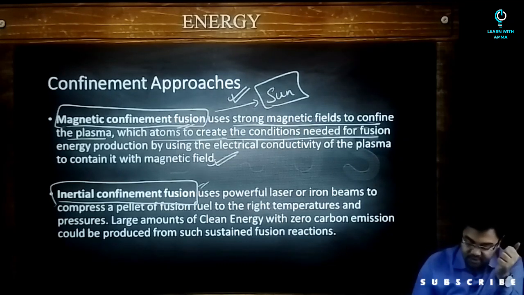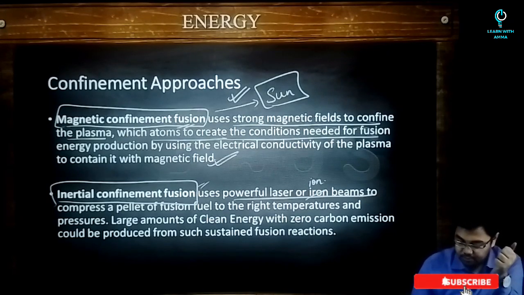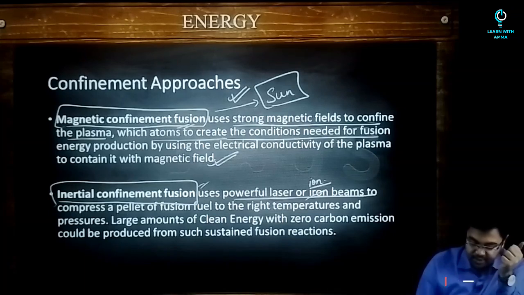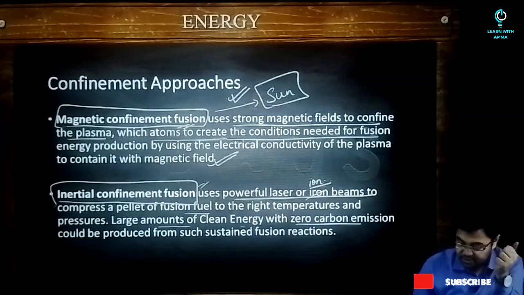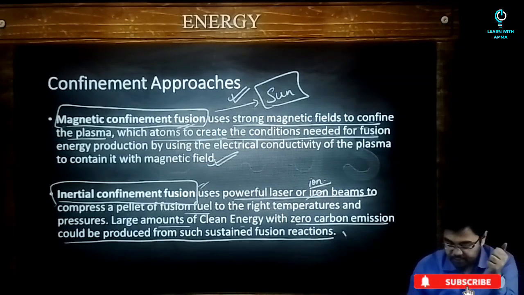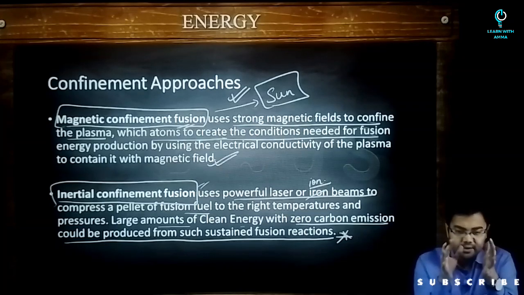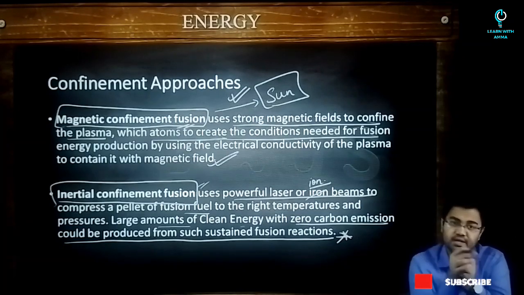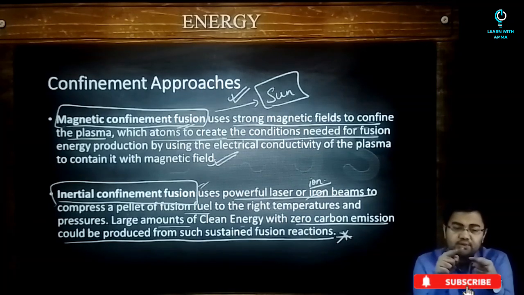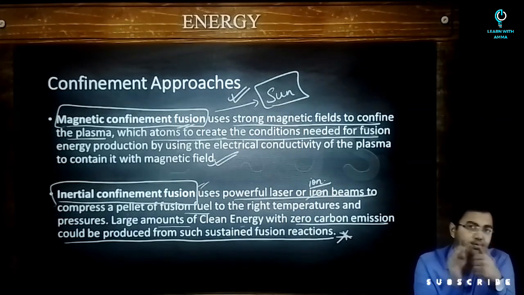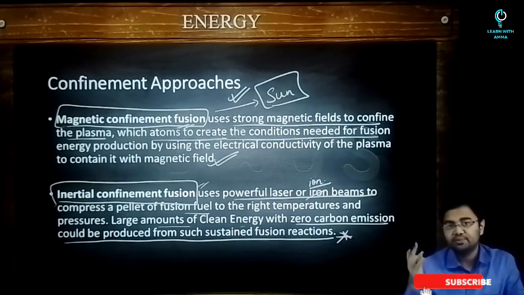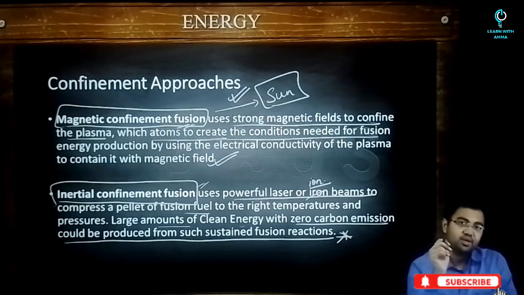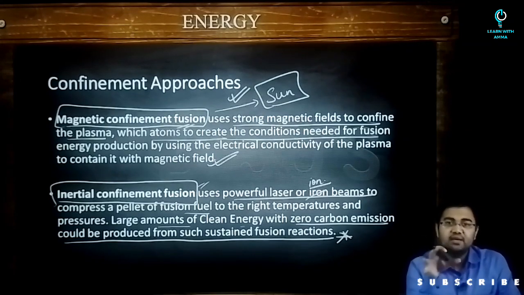The other method that we can use is the use of powerful laser or ion beams to compress a pellet of fusion fuel to the right temperatures and pressures. Large amounts of clean energy with 0 carbon emission could be produced from such sustained fusion reaction. So if you compare fusion reaction with fission reaction, what happens with fusion reaction is that you are using hydrogen and helium, which are very freely available. Just consider the availability of hydrogen and helium as compared to the availability of something like uranium. Uranium is not readily available. It is there in the Earth's crust, but in very small amounts.